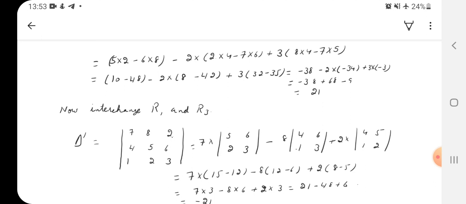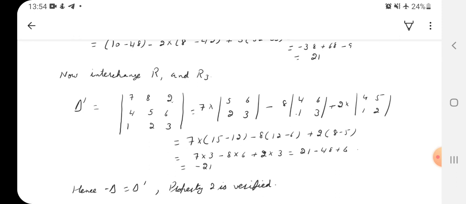Now we are finding the determinant, right? Expanding along row 1 only. 7 into minus 1 power even, so plus, determinant of [5 6; 2 3], right? Minus 8 times. Why minus now? Because minus 1 power odd, which will come as minus 8 times determinant of [4 6; 1 3], obtained by deleting second column and first row. Plus 2 times minus 1 power even, which will be positive, so it remains as it is, into the determinant of matrix [4 5; 1 2], obtained by deleting third column and first row. So this gives us the determinant as minus 21.